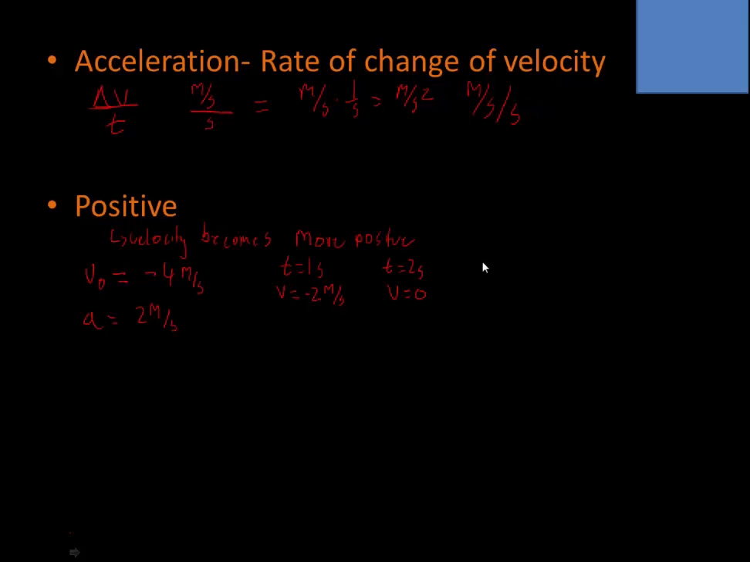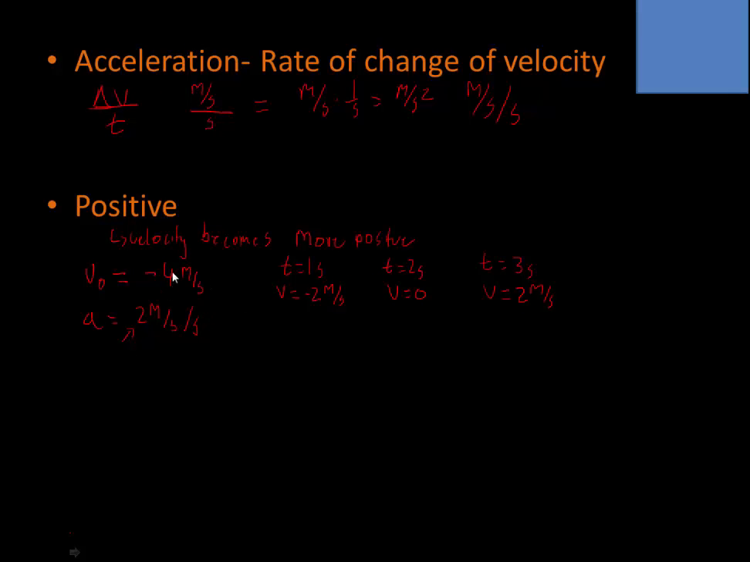But if the acceleration continues, and I go to t equals 3 seconds, now all of a sudden my velocity is 2 meters per second, because every second my velocity became more positive by 2 meters per second. That's what a positive acceleration of 2 meters per second means. You'll notice it doesn't mean it's speeding up or slowing down, or even which direction it's moving, because the whole time in this example I had a positive acceleration of 2 meters per second.